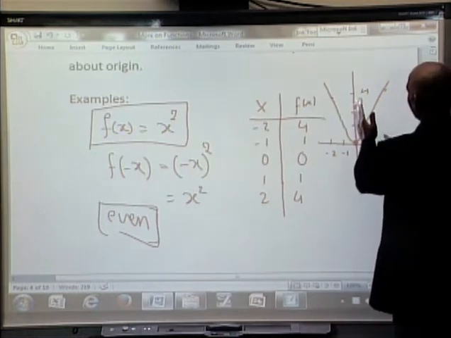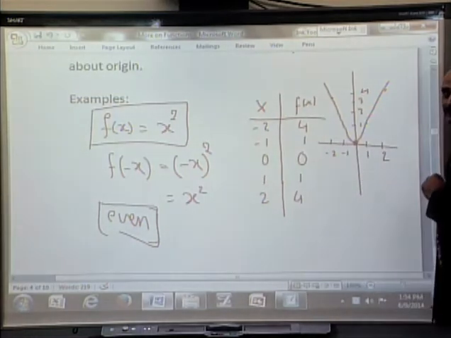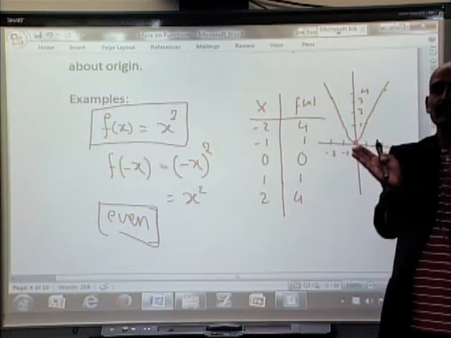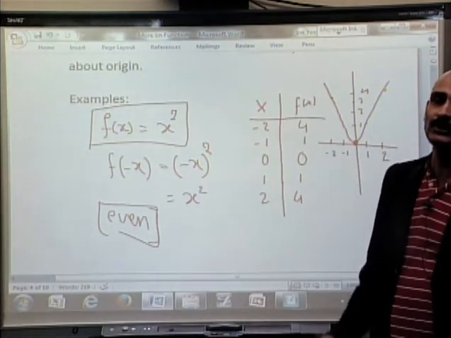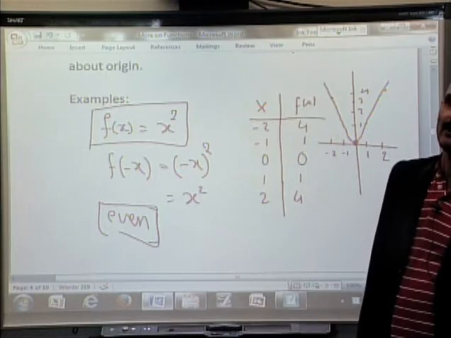See, this graph is symmetric about the y axis. Whatever you see on the left of the y axis, you see the same thing on the right of the y axis. So, this is an example of an even function.